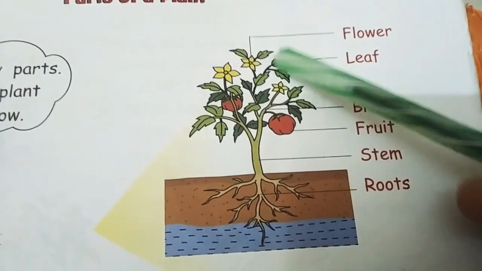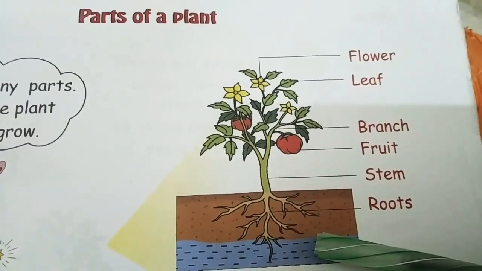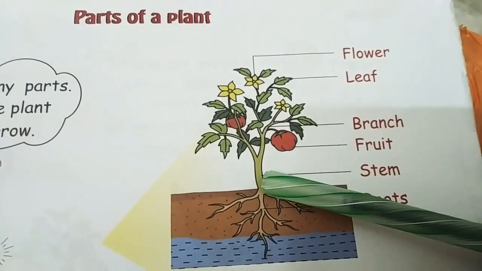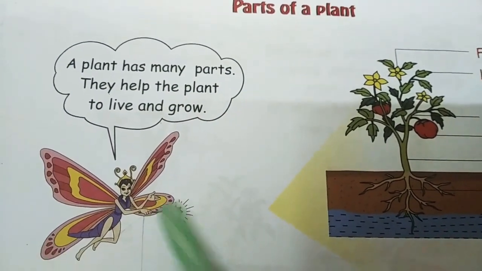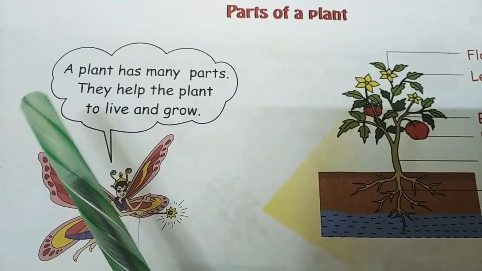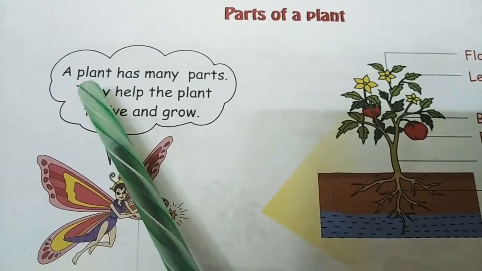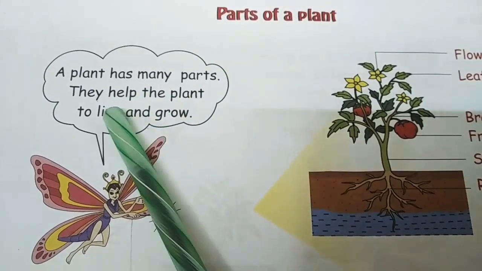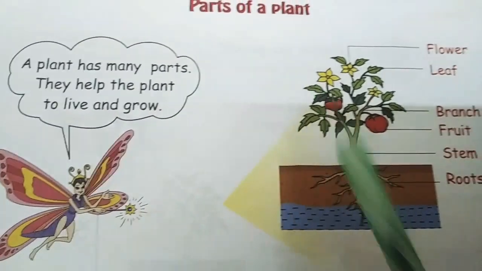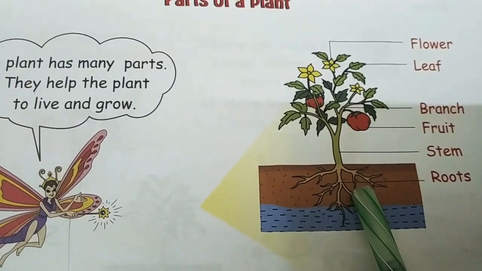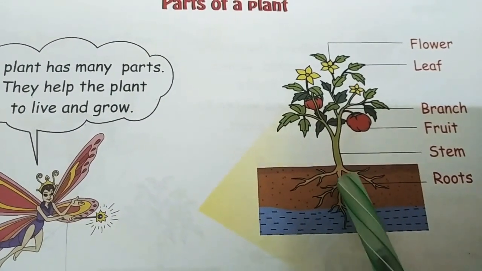So these are the different parts of the plant. Try to draw this in your classwork. Now children, here, you know this butterfly, right? She's Fancy. She's telling something about plants. What is that? A plant has many parts. They help the plant to live and grow. So as I said, the root is the part which helps it to fix in the soil.